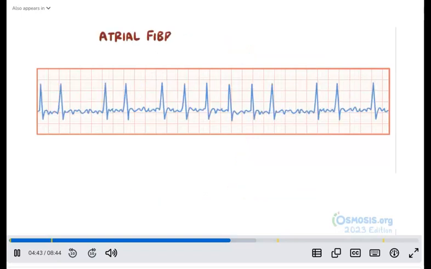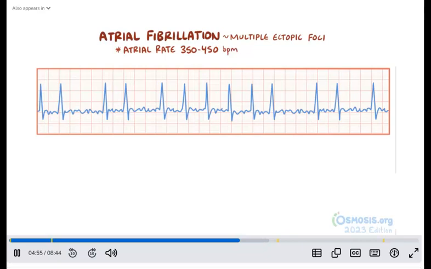Another situation is atrial fibrillation, which is when there are multiple ectopic foci in the atria that start firing all at once. The atrial rate here can increase to 350 to 450 beats per minute. In this situation, only the occasional firing of an ectopic focus that happens to be near the AV node is able to make it through and down to the ventricles.